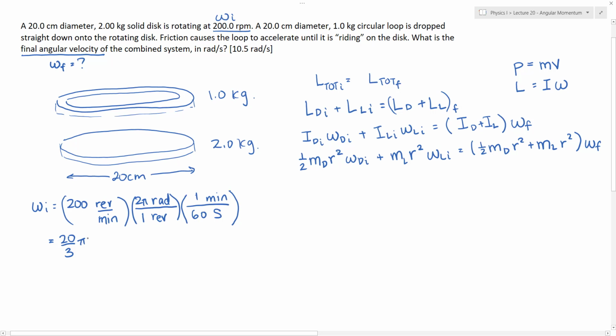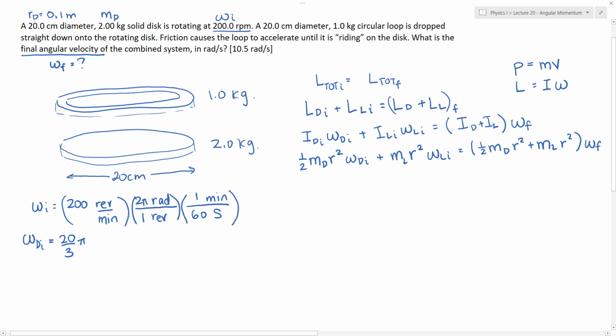So let's think about what we're going to plug in for everything. The mass of the disk, we know, is 2 kilograms. So this is my mass of my disk over here. The radius of the disk, well, it tells me that the diameter is 20 centimeters, so then the radius of the disk is 10 centimeters. I need to change that into meters, so it'll be 0.1 meters. The omega of the disk, the angular velocity of the disk initially, is what we just found.